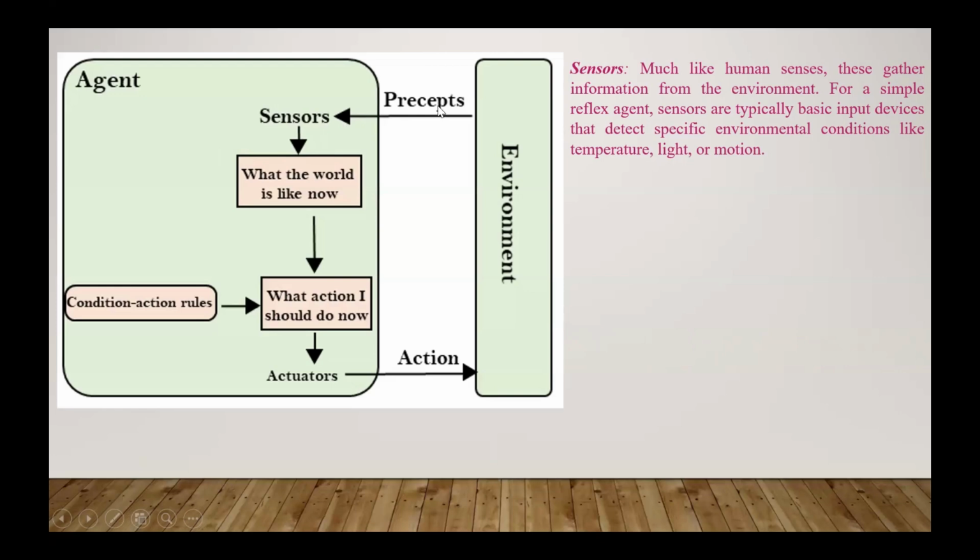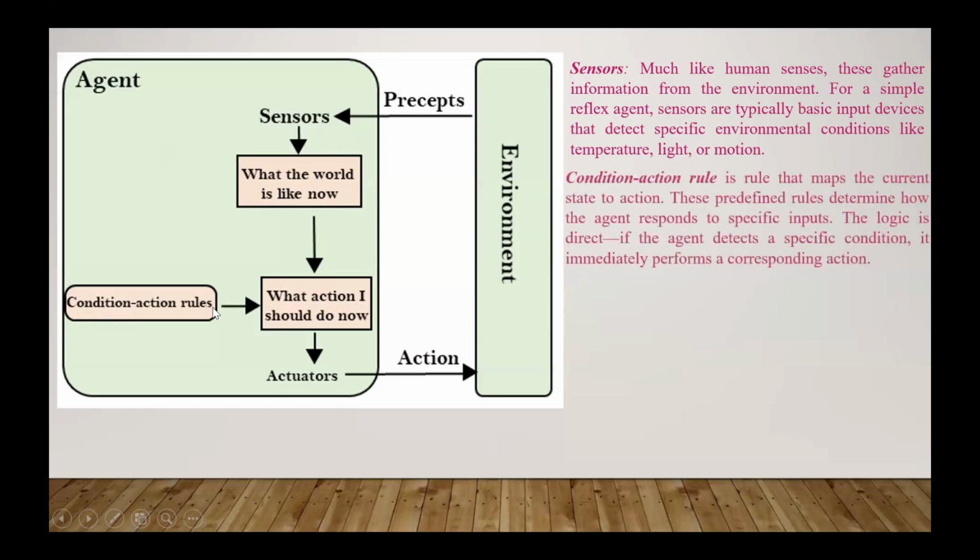Once the sensor receives the percepts, it will represent what the world is like now. What is the condition right now? As we know, this type of agent performs its action on the basis of the current situation. That's why it represents what the world is like now. Then the agent has to take some decision. It takes a decision on the basis of the condition-action rule. Next, what is a condition-action rule?